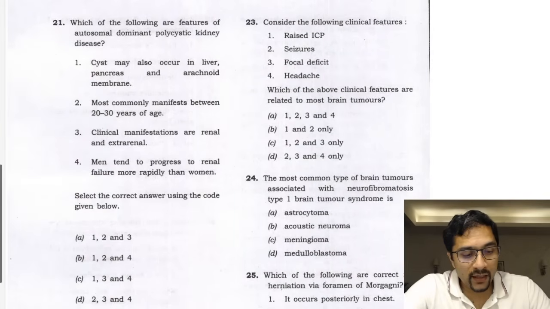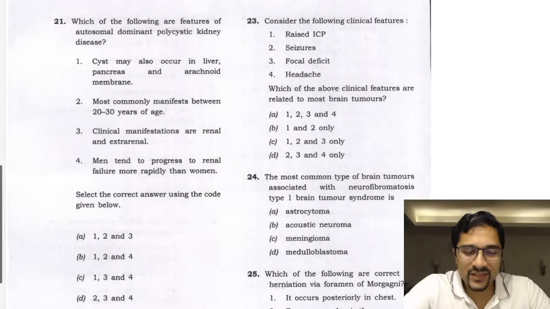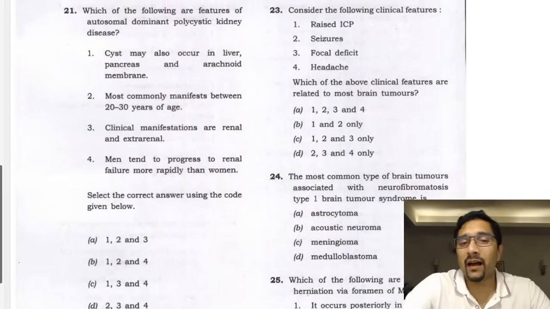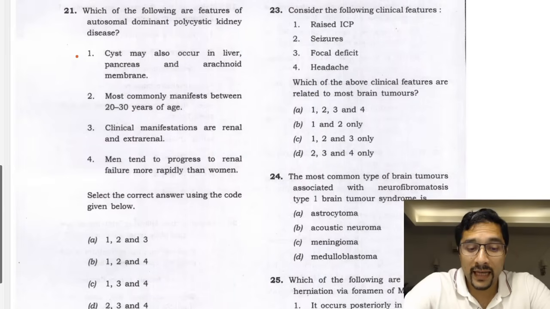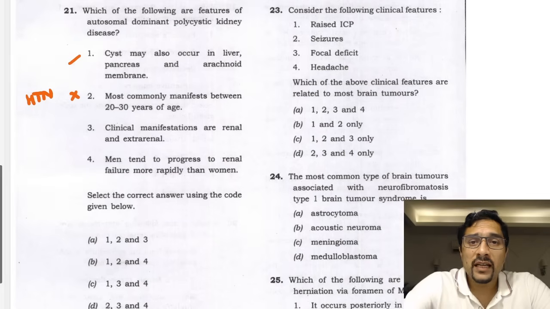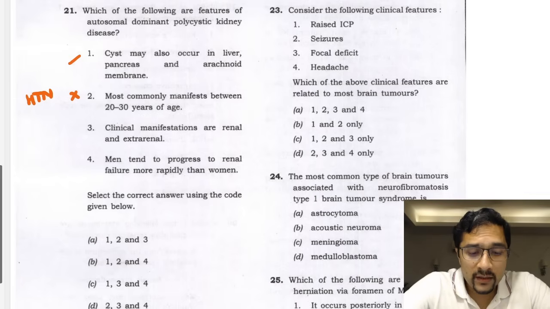Now there was a question regarding polycystic kidney disease. The question was that cysts may occur in liver, pancreas, and arachnoid. This is correct. You can get arachnoid cysts as well. Most commonly manifest between 20 to 30 years of age? No, it occurs between the 3rd to 4th decade of life, and we know that the most common presenting feature is hypertension between the 30s to 40s, not between 20s to 30s.